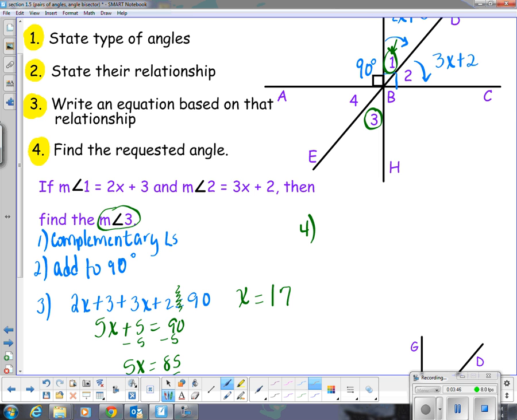So now I'm going to say the measure of angle 1 equals the measure of angle 3, which is going to equal angle 1 is this. So I'm going to say 2 times the x that I found, which is 17, plus 3, or 34 plus 3, or 37.